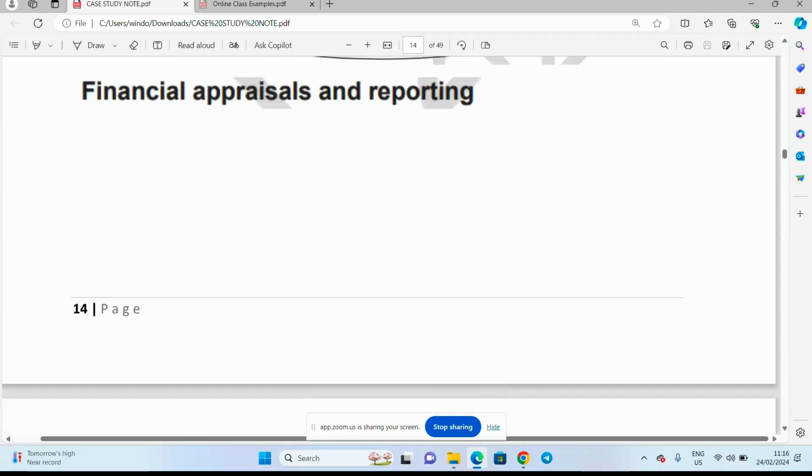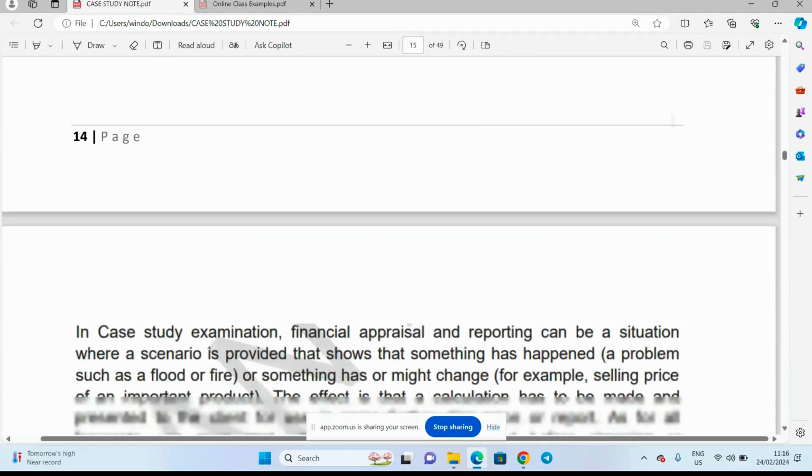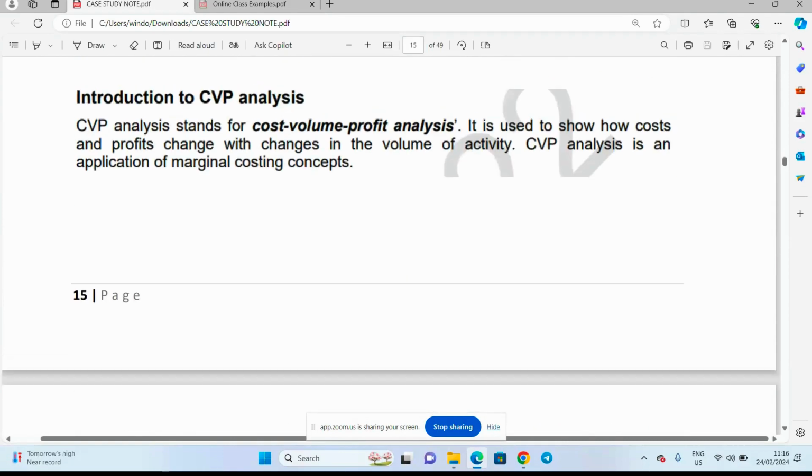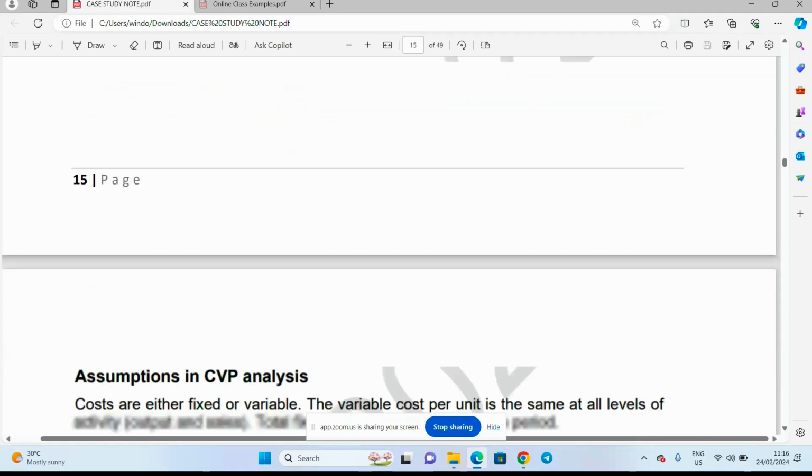Under financial appraisal, there's something called cost volume profit analysis. This shows how costs and profits change with the changes in volume of activities. Cost volume profit analysis is an application of the marginal costing concept.